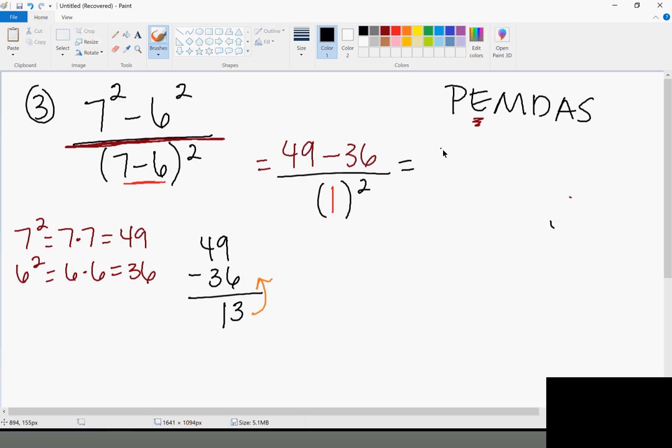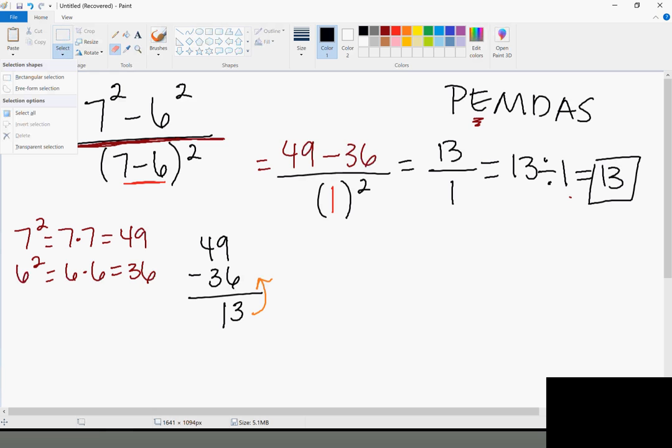So we've got 13 at the top in the numerator, and then 1 squared is 1 times 1, which is just 1. And so now we have 13 divided by 1. That's what this basically is saying. 13 divided by 1, which is 13. So 13 is going to be your final answer there.